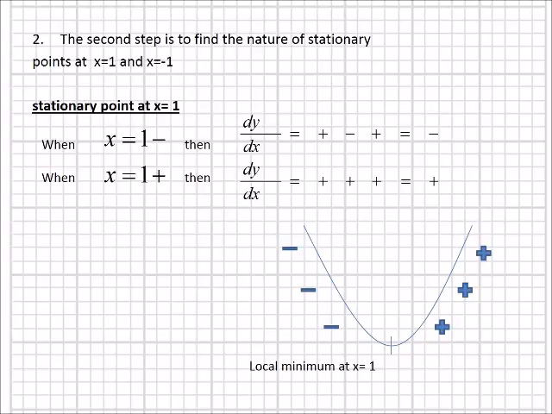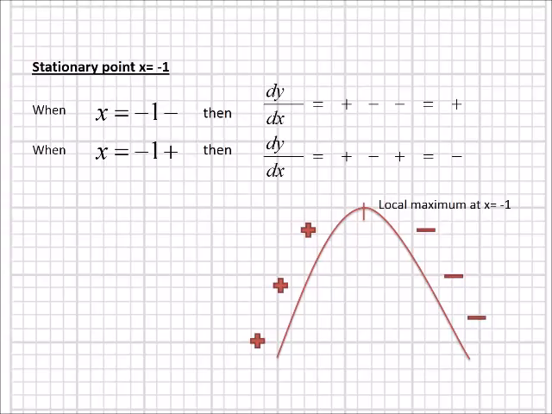This information can then be sketched. For negative numbers, the graph decreases, and for positive numbers, the graph increases, displaying a local minimum at x equals 1. This step is then repeated for each stationary point, in this case x equals minus 1, where it can be concluded that there is a local minimum.